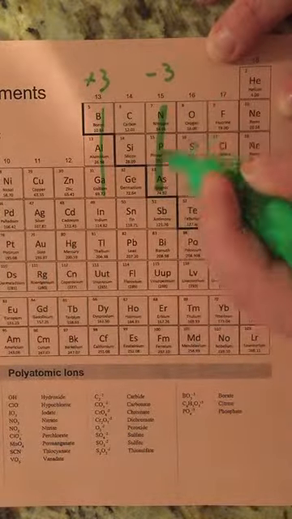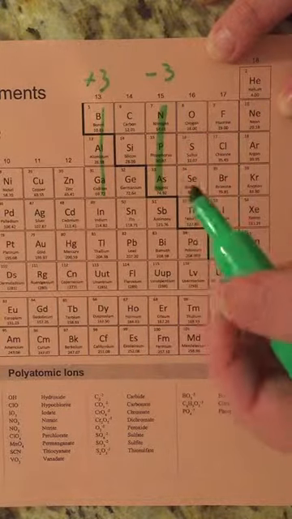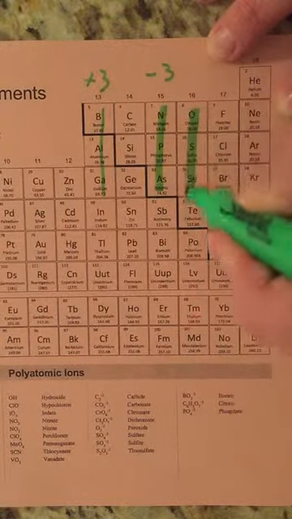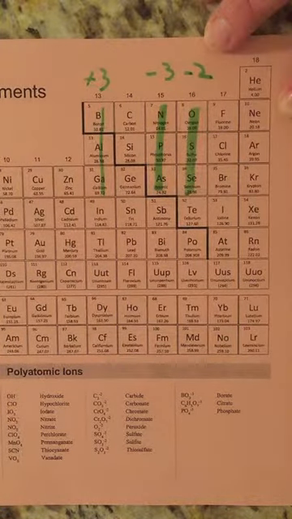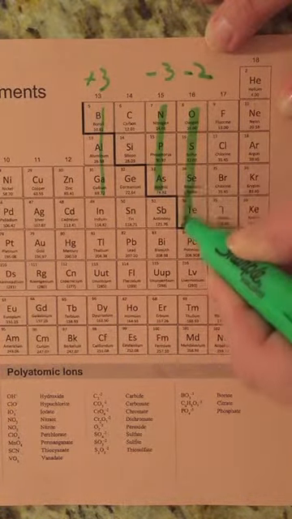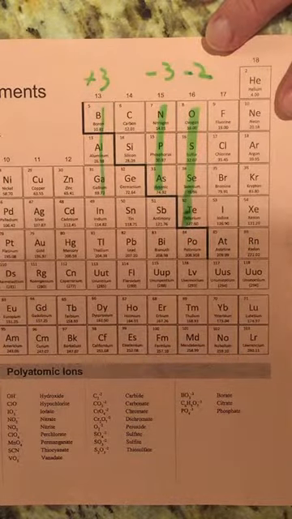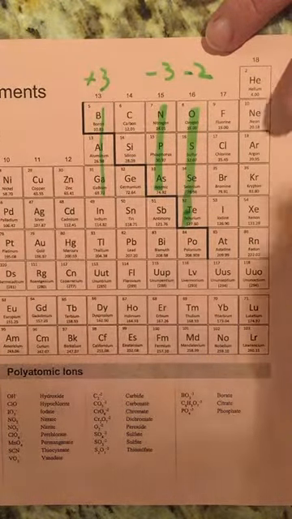Next one over, we're going to do oxygen, sulfur, and selenium. So those three right there. Those are a -2. And let's actually include tellurium on that one as well. Not very common, but it does form that.